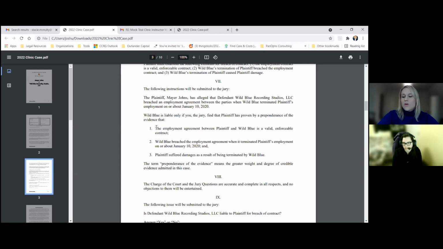If I were preparing, the first thing is to read the materials, but you're going to want to go back to this over and over as you're preparing. It's an example, but I'm going to go through it. The plaintiff will have to prove the employment agreement between plaintiff and Wild Blue is a valid, enforceable contract, that Wild Blue breached the employment agreement when it did something, and that plaintiff suffered damages. Those are the things the plaintiff will have to bring evidence through documents and witnesses to prove.